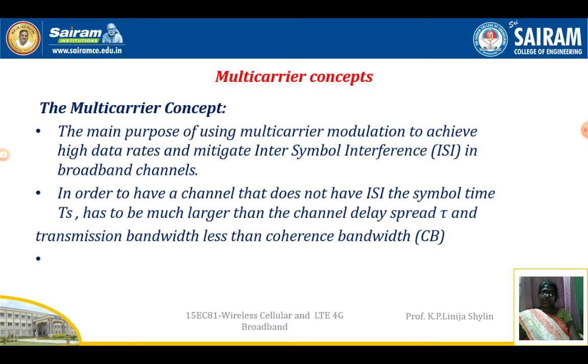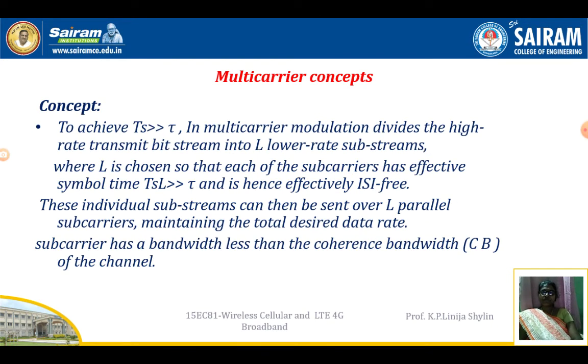We know the channel parameters: coherence time, Doppler spread, delay spread, coherence bandwidth, and angular spread. So we have to maintain certain conditions on these parameters. The symbol time TS should be greater than the delay spread tau, and the transmission bandwidth should be less than the coherence bandwidth. So the two main concepts: TS should be much greater than tau, that is, the symbol time should be much greater than the delay spread.